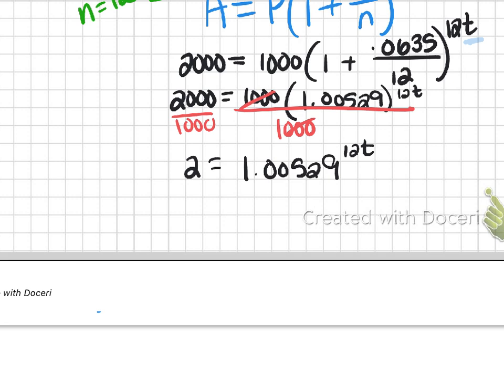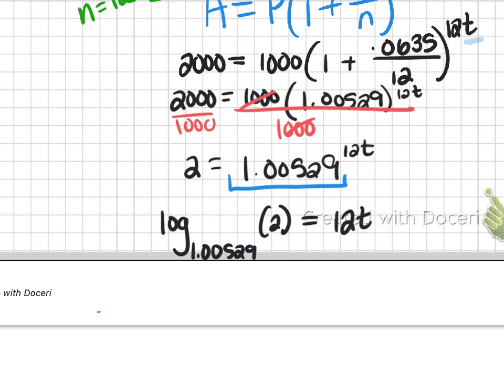So when we rewrite this as a log, this is our base, the base of our power. So we'll take log base 1.00529 of 2 equals our exponent. And then the last step will be to divide both sides by 12 to get t. This you can put all into your calculator. So that's a calculator problem. It will solve that for you.